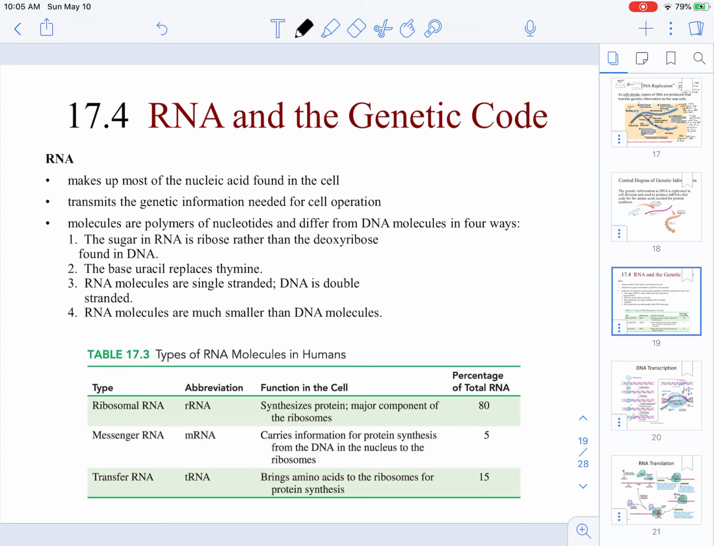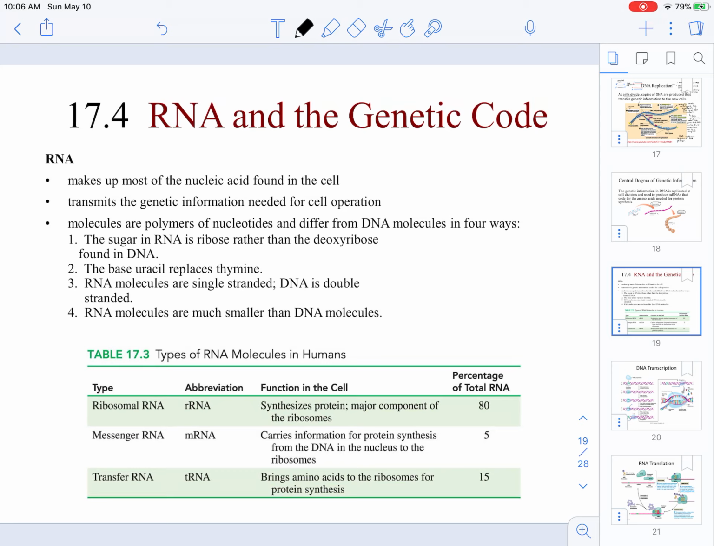Now, understand that RNA is another type of nucleic acid. It is actually made from DNA. RNA, interestingly, makes up most of the nucleic acid found in the cell. So in each cell, even though DNA may be the longest nucleic acid, most of the nucleic acid in the cell is actually RNA. RNA is the one that is going to be transmitting the genetic information needed for cell operation, and RNA is the one that is converted to protein.